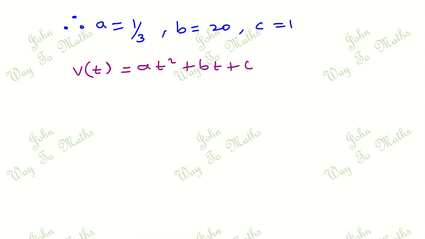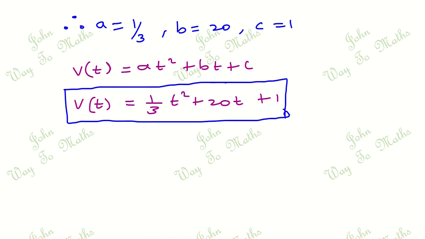Now we apply these to the given equation v of t is equal to at square plus bt plus c. So v of t is equal to a, which is 1 by 3, of t square, plus b, which is 20, of t, plus c, which is 1. So this is the required equation. Then t is equal to 15 seconds. So find v of t.